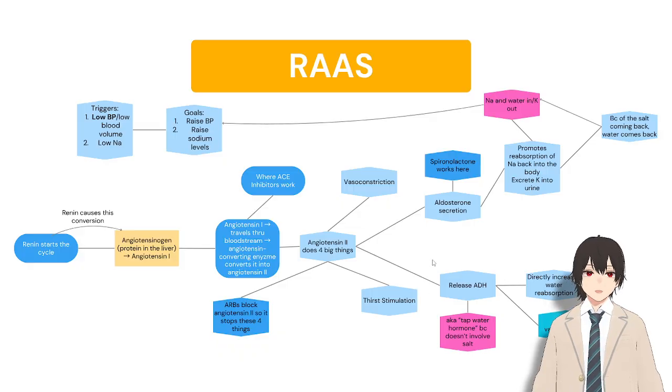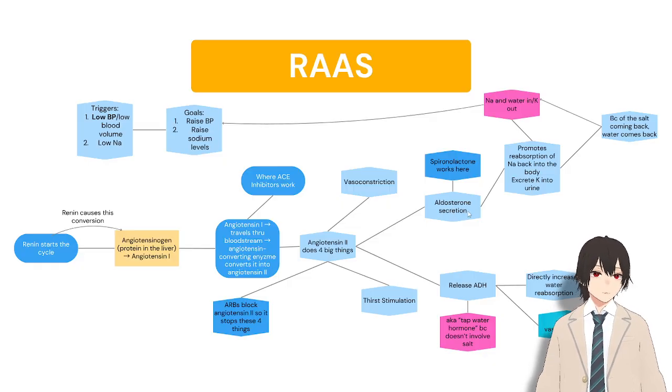Now, the big ones I would say are aldosterone secretion and releasing ADH. These are like 1A, 1B, and then this could even be like 1C or 2A in terms of priority, and then this is probably the least important one to remember, but these are the ones I would mainly focus on. So we're going to take a look at what happens if angiotensin 2 gets that aldosterone secretion going.